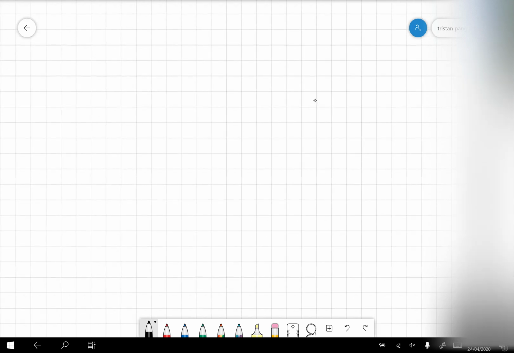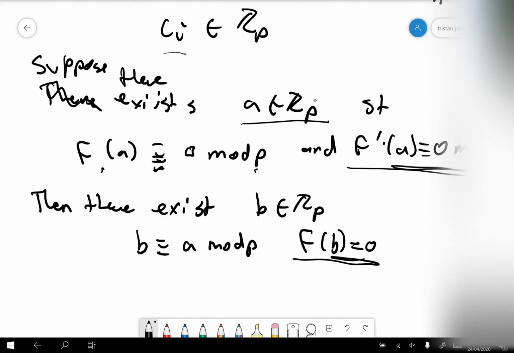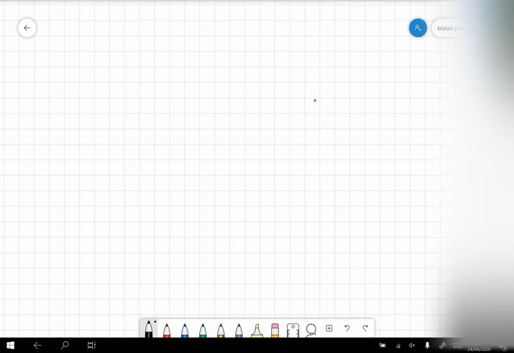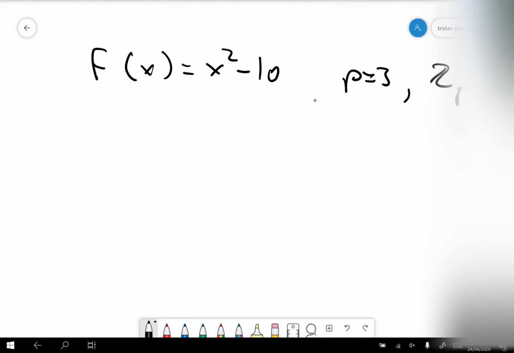So first of all, inside the proof of Hensel's lemma, it gives an explicit way of finding a solution to the polynomial. The statement only gives existence, but actually the proof is a constructive proof, so it gives us a method of finding it. So let's take the polynomial x squared minus 10. We wish to consider p equals 3, so we want to look at the 3-adics.